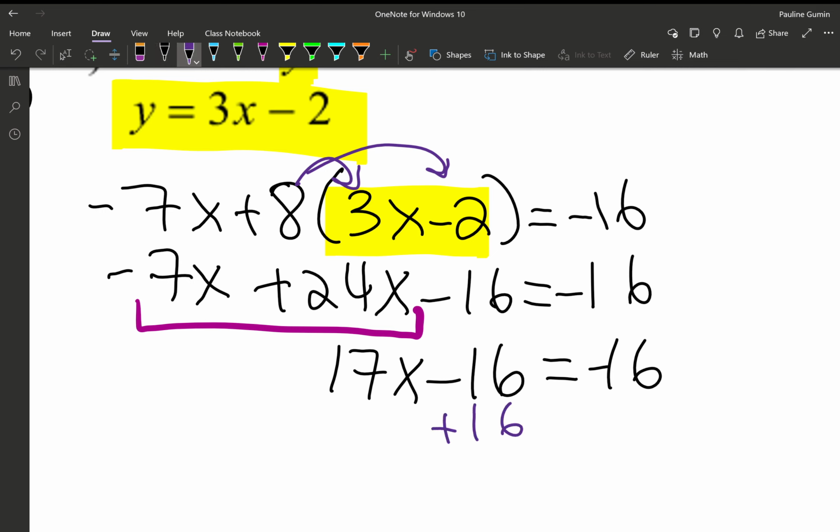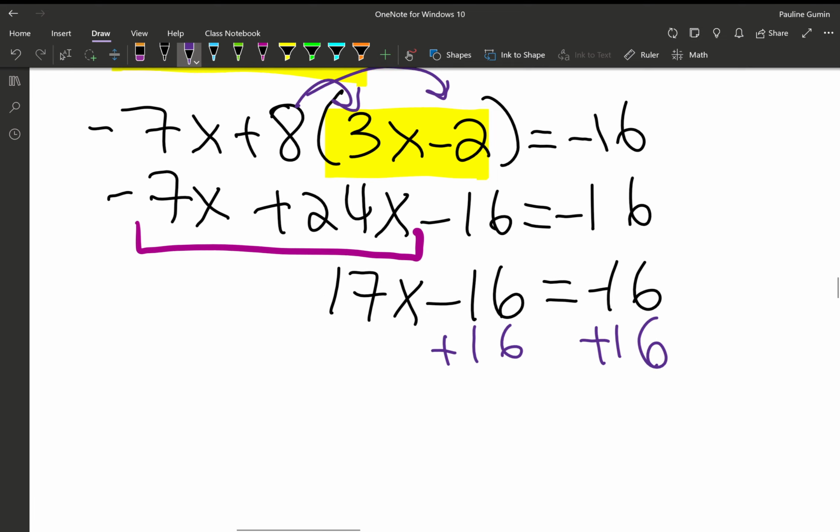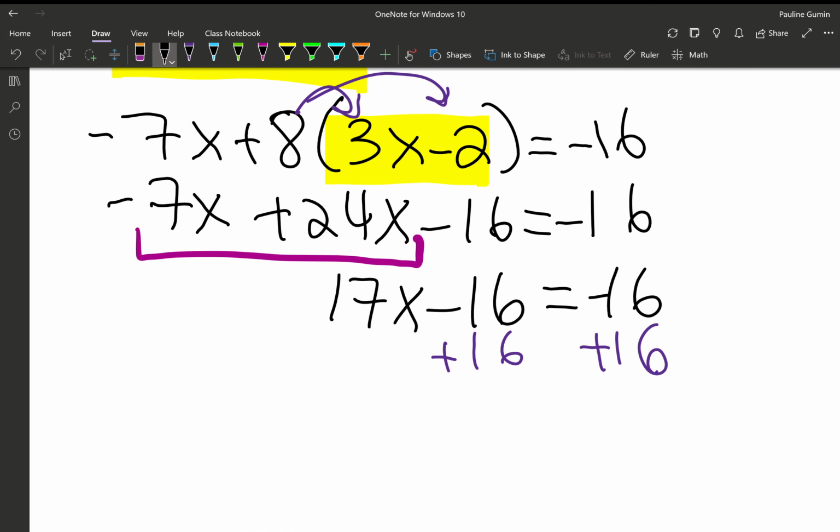Let's add 16 to both sides. So we have 17x equals 0. And of course, we finish up by dividing both sides by 17.